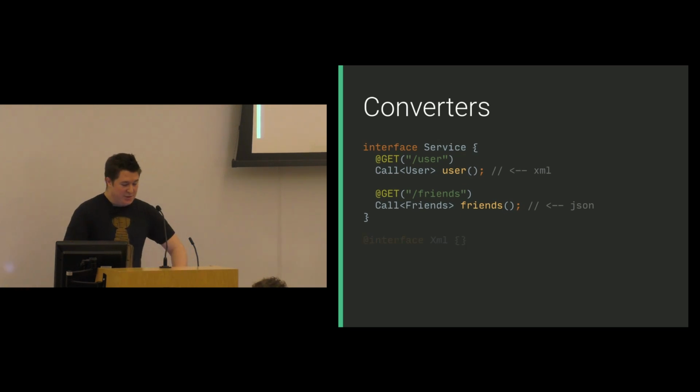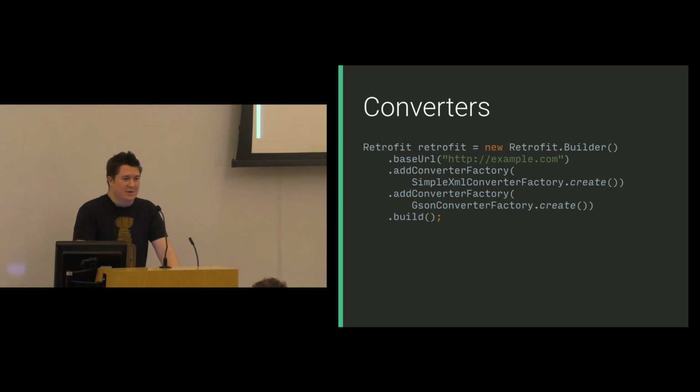Something that we can do is actually just define our own annotations. So we can have one for XML. We can have one for JSON. And then we add those to the declarations. And so this isn't magic. Like Retrofit doesn't just magically pick these up.